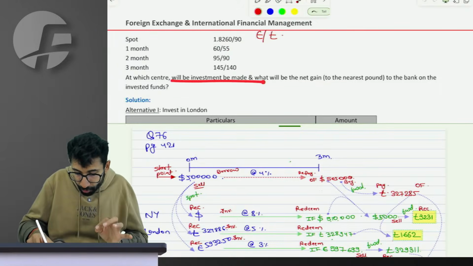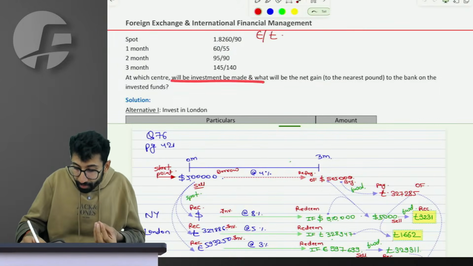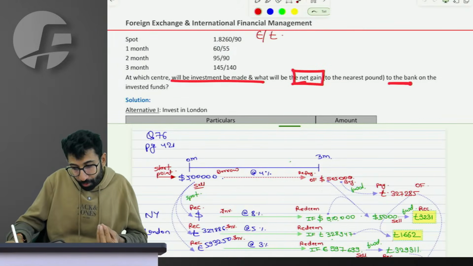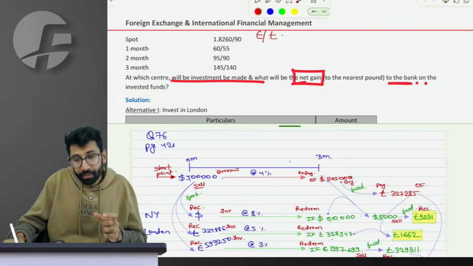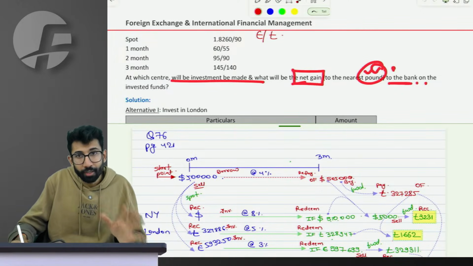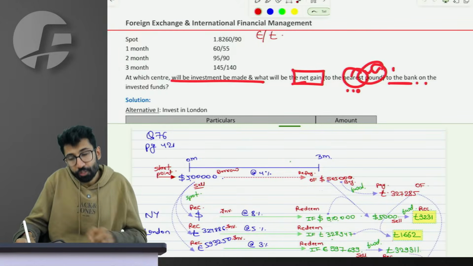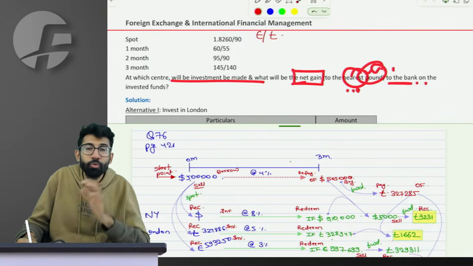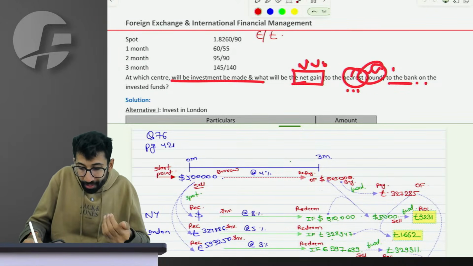They are saying where should we make the investment. Net gain we have to find out. Sir, what do they mean by net gain in terms of pound? So in terms of pound you have to do that, but in terms of nearest pound, which means round off to the nearest pound, don't take it to the decimals. But what do you mean by the net gain?